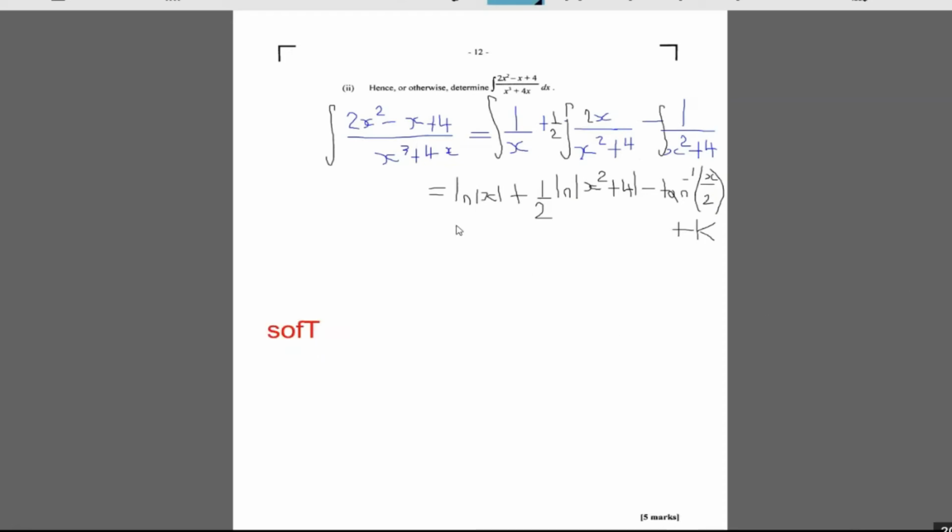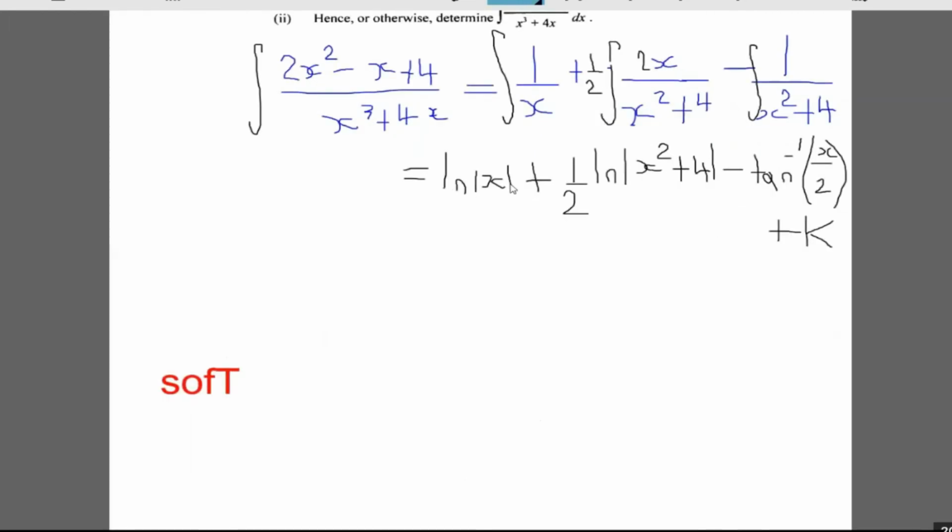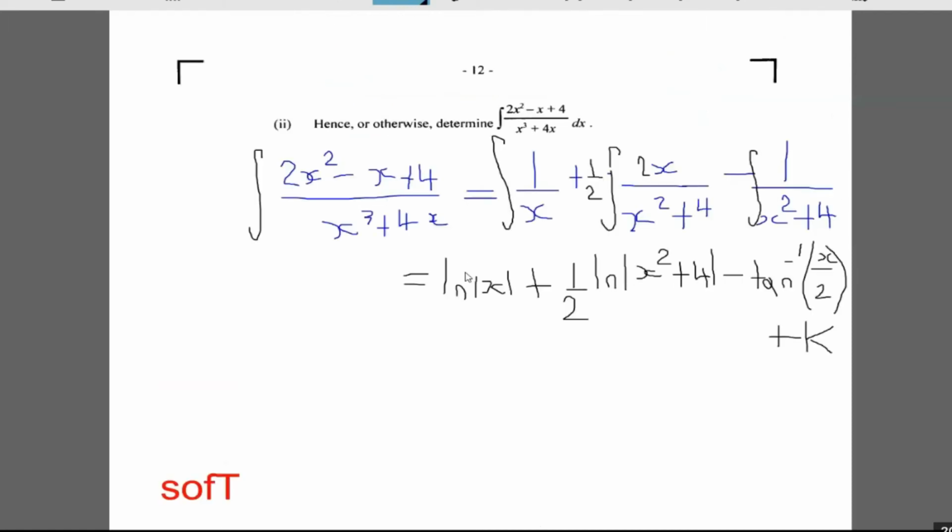So the answer is ln|x| plus a half ln|x squared plus 4| minus tan inverse x over 2. A lot of people won't put modulus, but I like to put modulus just to show respect that we can't take ln of numbers that are less than 0. Log of a negative number does not exist. So just to put some respect on the log.